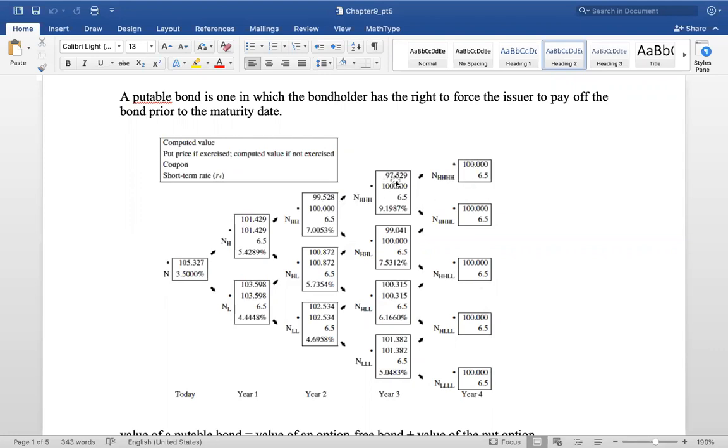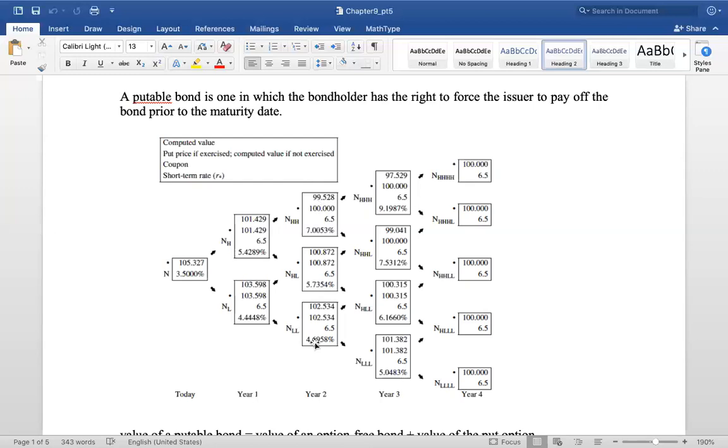This 97.529 is calculated by discounting these two values and taking the average. Here, because we think that the investor will put the bond, we put the value 100 here. And when we calculate this 99.528, we use these 200 and 100, these values, and discount them back at 7.0053 to obtain the value of 99.528, and so on, right?